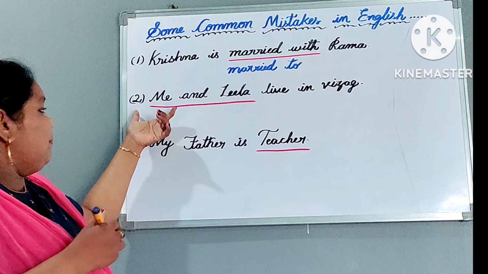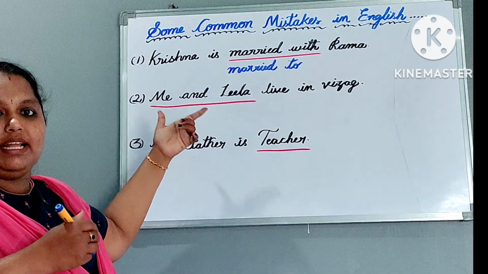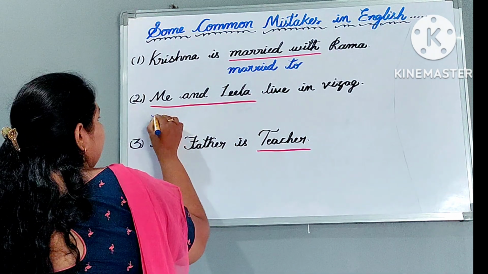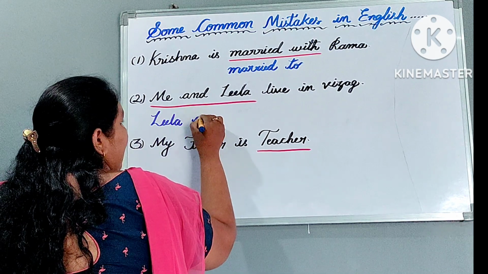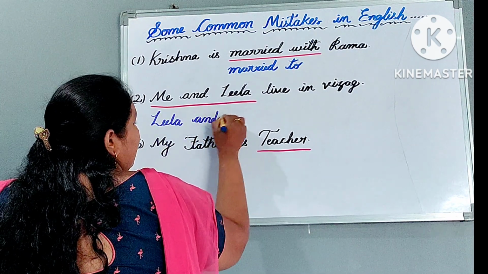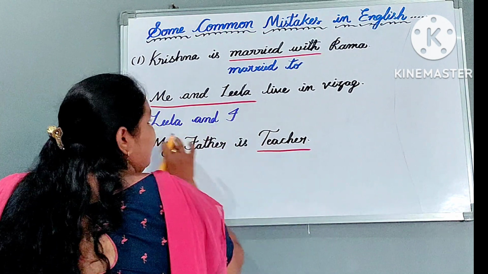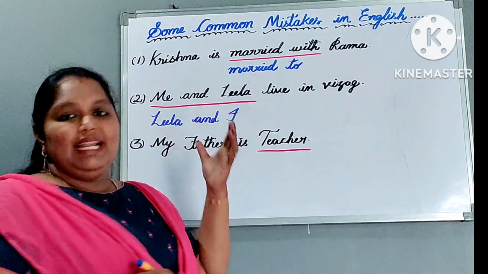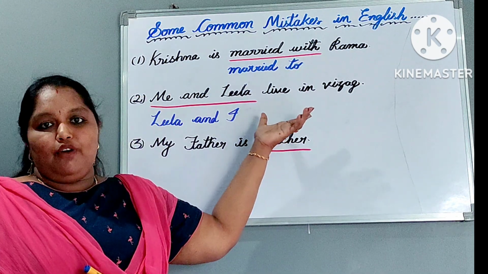So here instead of me, when you are talking about you and another person, you have to say Leela and I. Instead of me here, you have to use I. Leela and I live in Vizag. What is the correct one? Leela and I live in Vizag is the correct form.